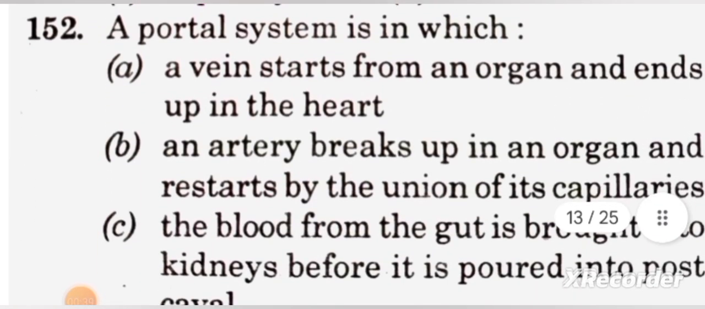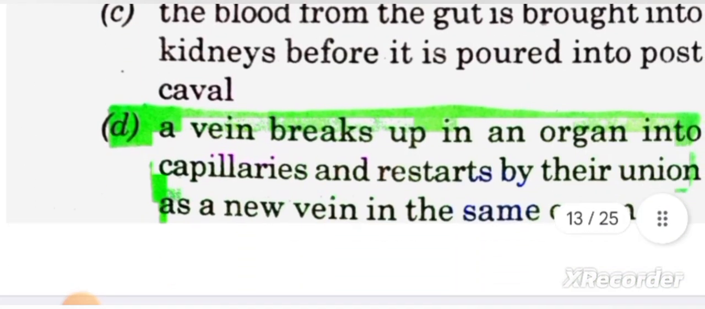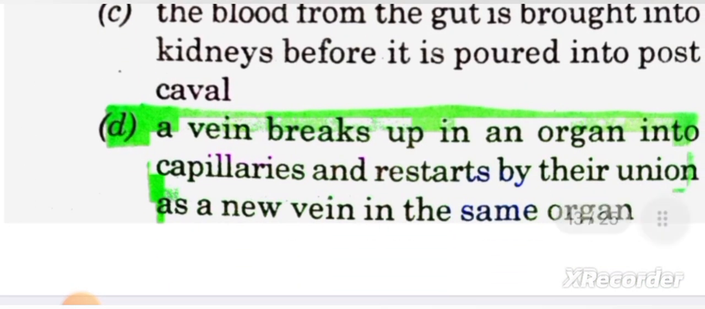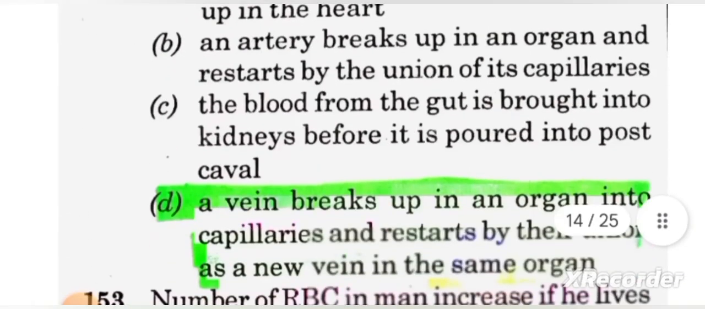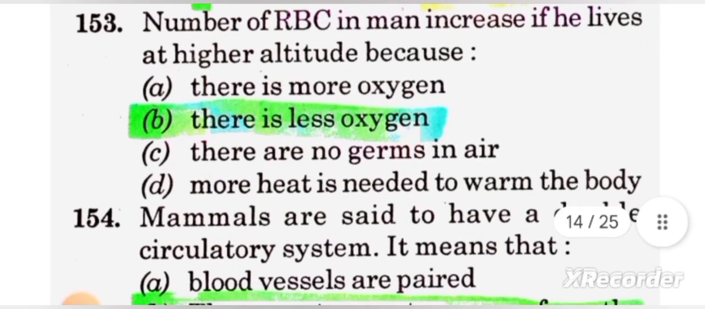152. A portal system is in which answer D, a vein breaks up in an organ into capillaries and restarts by their union as a new vein in the same organ. Next, 153. Number of RBC in man increases if he lives at higher altitude because answer B, there is less oxygen.